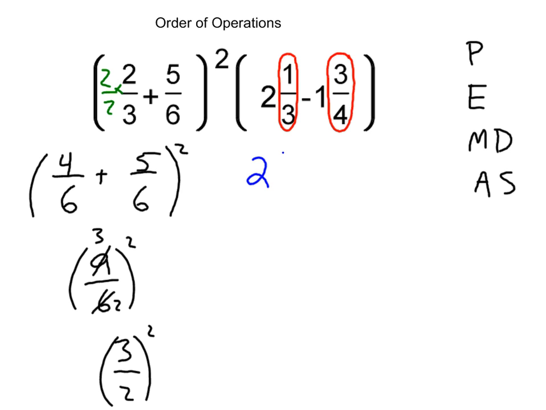So 4 times 1 is 4. 4 times 3 is 12. We'll multiply the second fraction by 3. 3 times 3 is 9. 3 times 4 is 12.